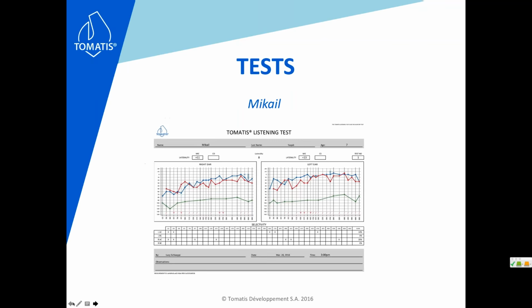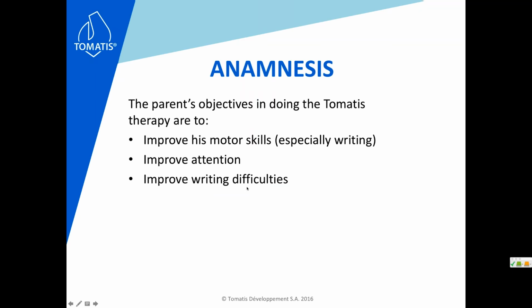Okay. So the objectives of Tomatis are to improve his motor skills. This is hearing from the parents first off. Particularly with writing. Their main attention is really on his writing abilities, which is all cognitive. They want him to have better attention, to be able to articulate his thoughts, and to also write his thoughts.